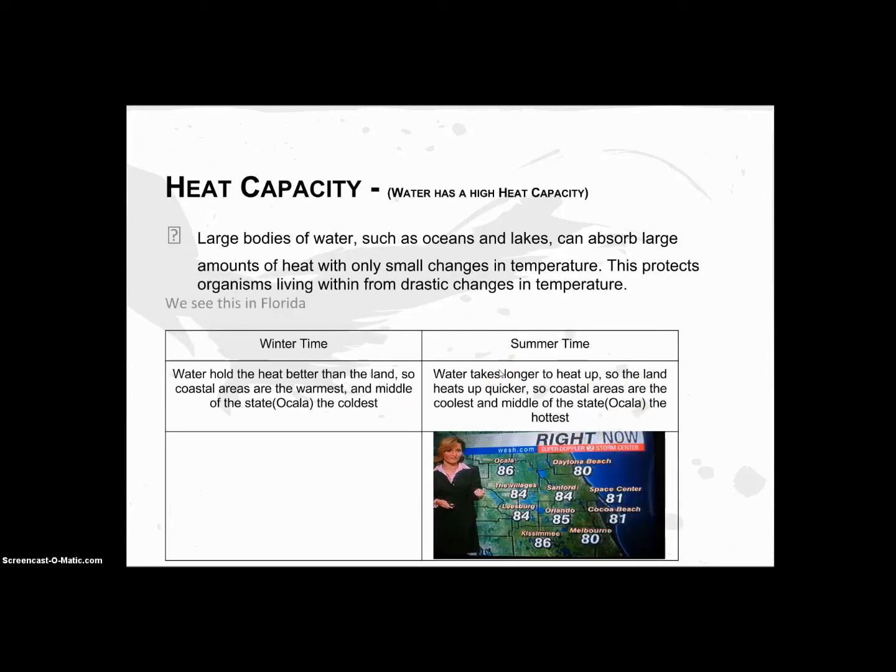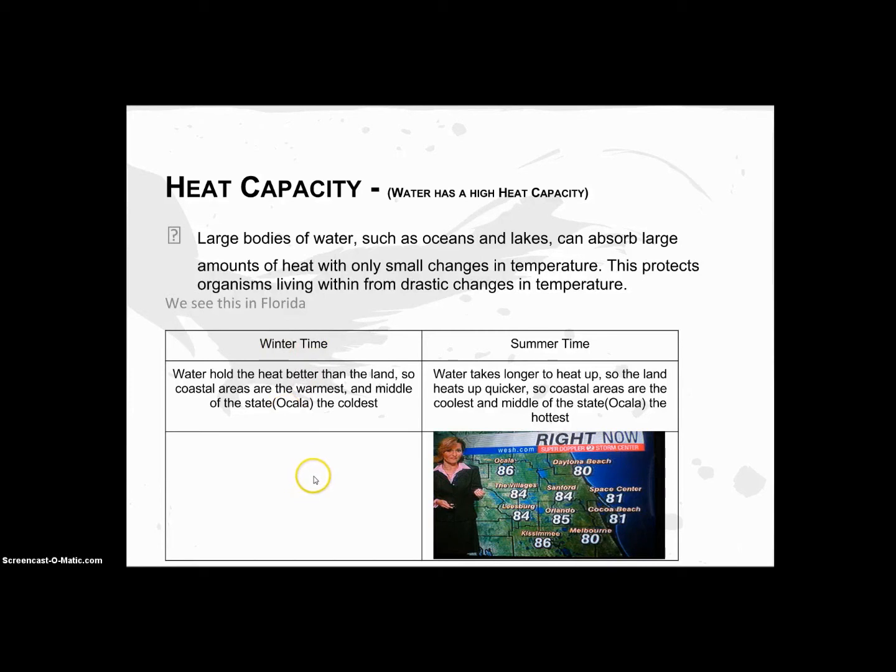This plays a big effect on several different things. One is bodies of water in areas like where we live here in Central Florida. Large bodies of water, oceans, lakes, can absorb large amounts of heat and only change a little bit. And once they do heat up, it takes a long time for them to lose heat and for the temperatures to drop. We see this in the wintertime.